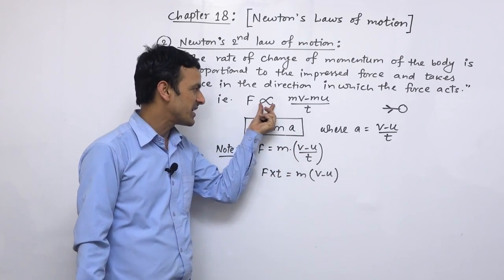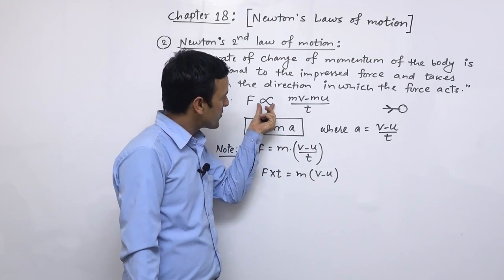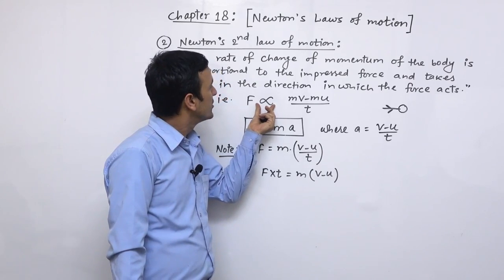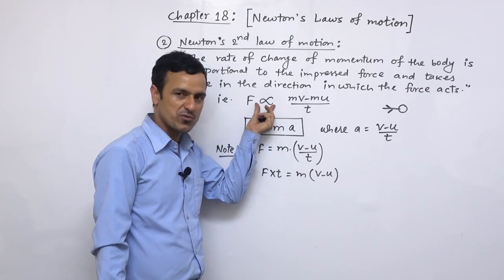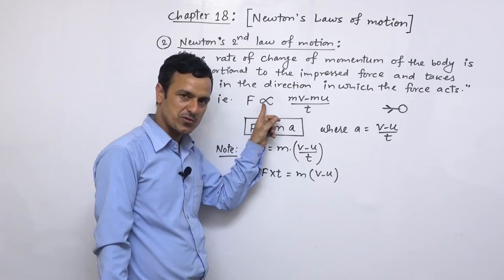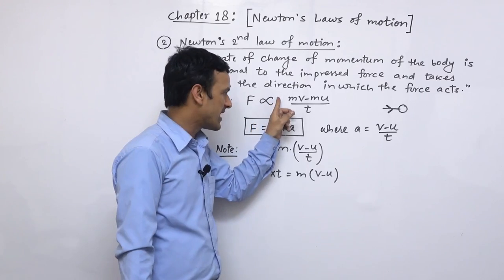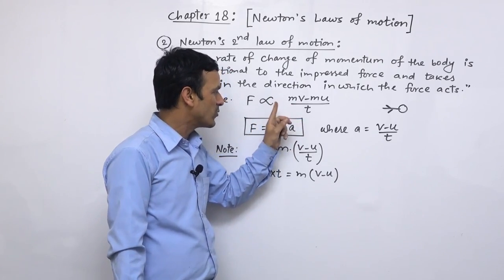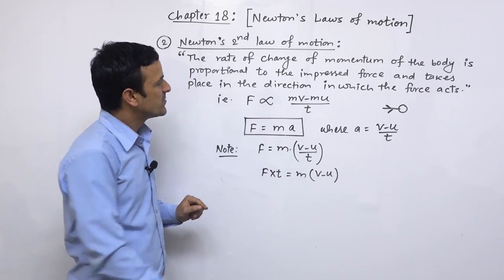Directly, to remove this proportional sign, we should write down k. So the value of k will be 1 for this case.